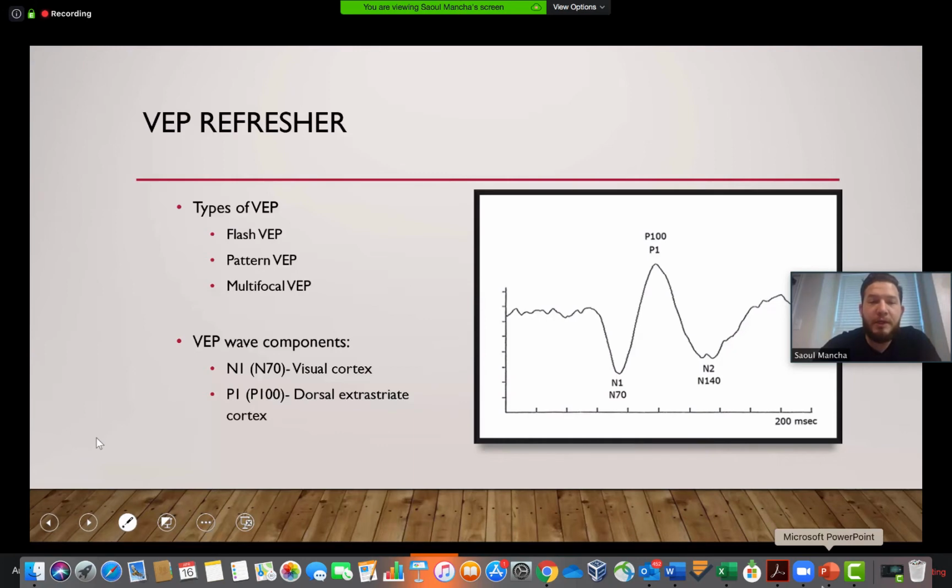There are multiple different types of VEPs. We have flash VEPs, pattern ERG VEPs, multifocal. But in general, we're not going to get into too much depth throughout the testing for today. Just knowing that for the VEP, this is a representation of a normal wave pattern that we're going to see, with the N91 being the first negative waveform. That's going to represent where the signal has caused a response in the visual cortex, and then the P100 is going to be the dorsal extrastriate cortex.